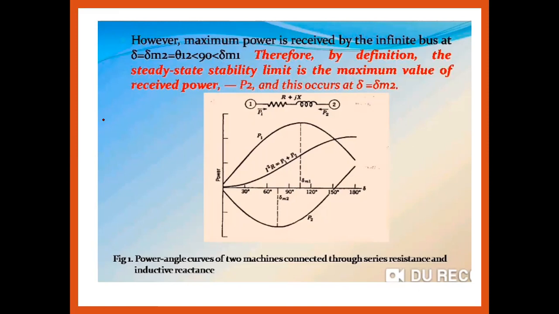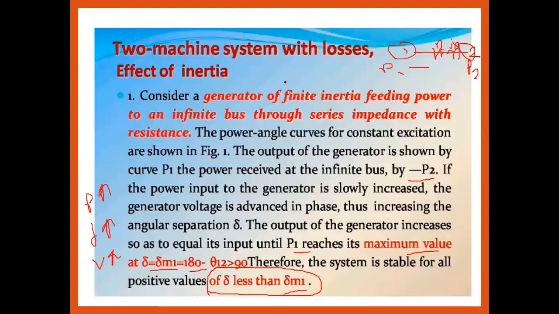Therefore, by definition, the steady state stability limit is the maximum value of the received power, which occurs at del equal to del m2. It means we are getting the maximum power from the infinite bus, P2, at the angle del m2, which is less than 90 degrees. Okay, so this is the condition for the finite inertia system. This was for the finite inertia.